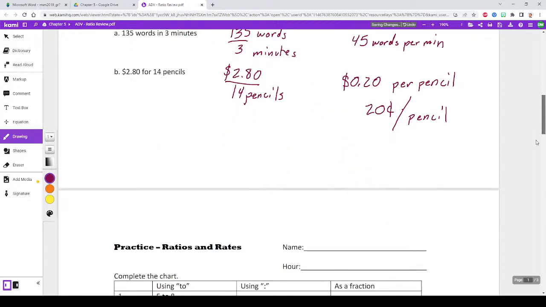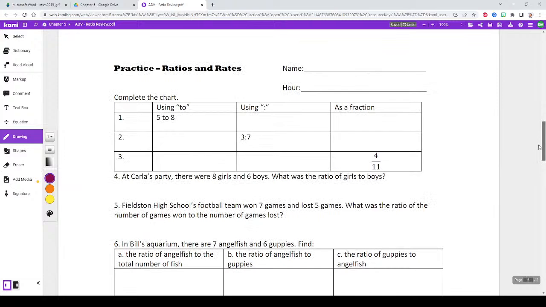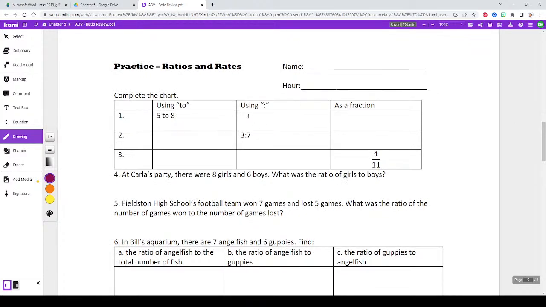So let's take a look at your homework. We're just going to rewrite these. So that's 5:8 and then 5/8. Over here, this is 3 to 7, and this is just 3/7. And this right here would be 4 to 11.